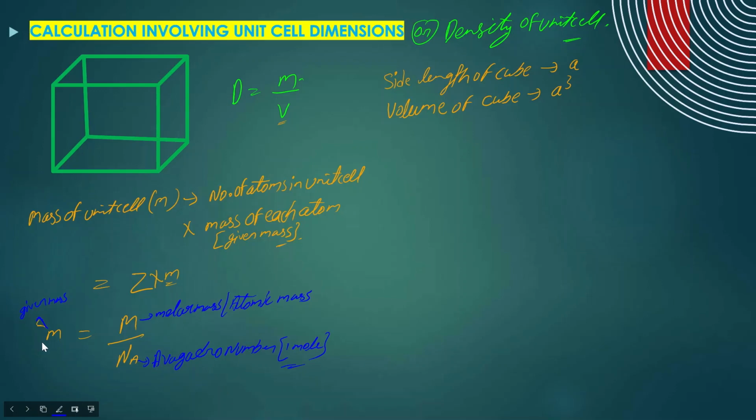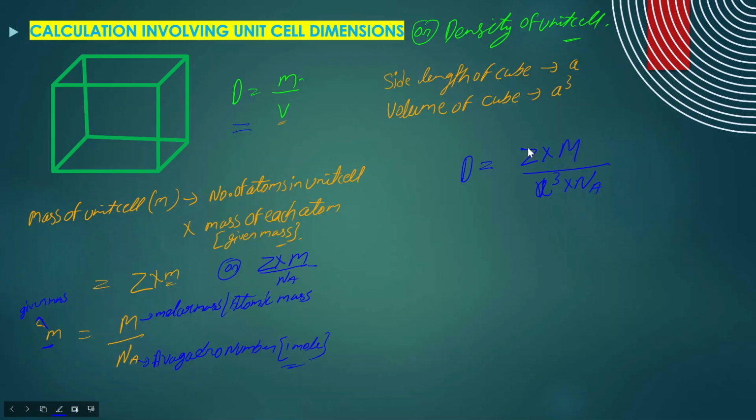Okay, now put the formula of given mass into the mass of unit cell. So we get Z into molecular mass upon Avogadro number. Now put the mass value into the density. So we get density is equal to Z into m upon volume. Volume is how much? A cube. A cube into N A.